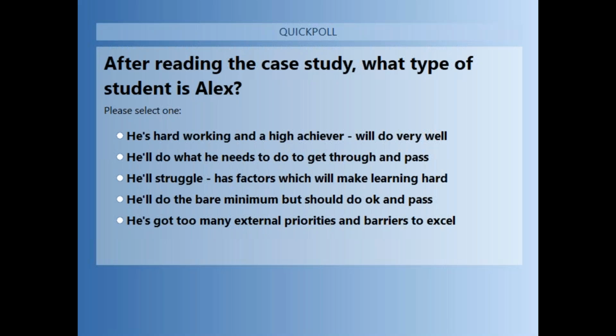So you've got a few choices there. He's either hardworking and a high achiever, he's going to do very well. He'll do what he needs to get through and pass. He'll struggle. He's got factors which will make his learning hard. He'll do the bare minimum but should do okay and pass. Or do you think he's got too many external priorities and barriers to excel? So please choose which of those fits best for Alex. Lovely, I can see people are starting to vote. Janet, I'd like to include you in this vote today just to make sure we get a subject specialist view of Alex. Okay.